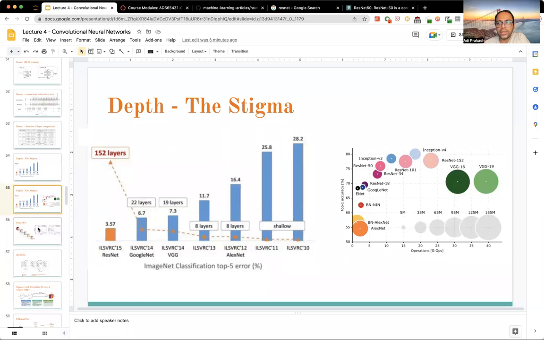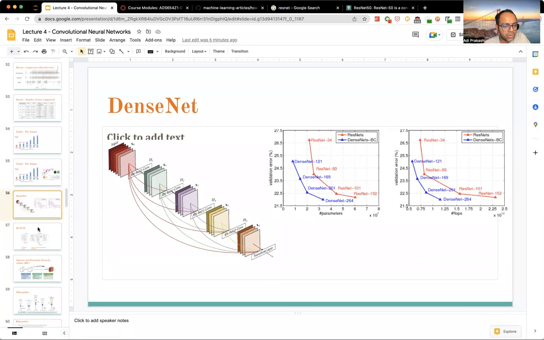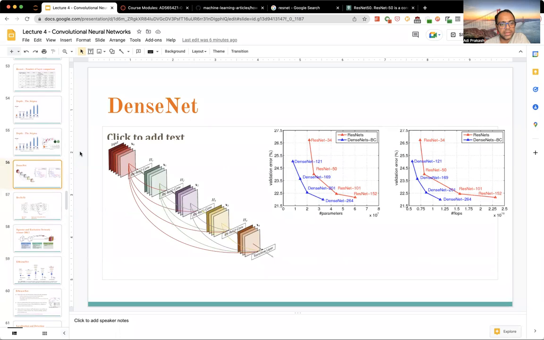Okay, and now I'll try to quickly go over some of the other architectures, and then we'll see how much time we have. DenseNet came about after ResNet, where they took the one idea of, if there's a skip connection from one layer to another layer, why don't we make a skip connection from that layer to every layer, right? And that's the idea here.